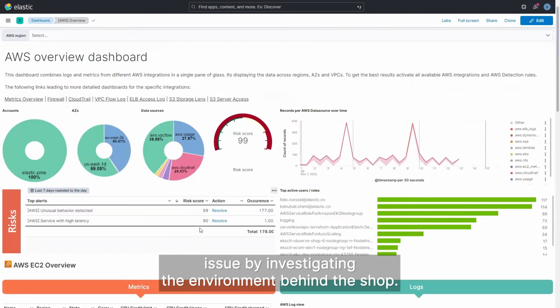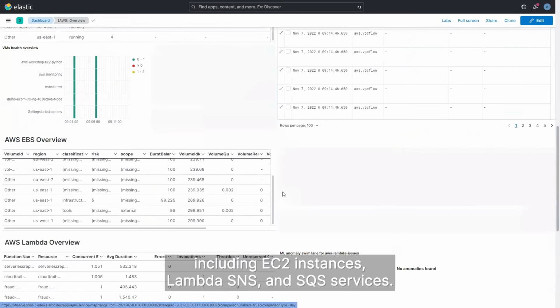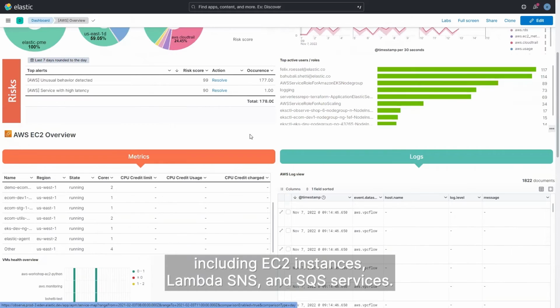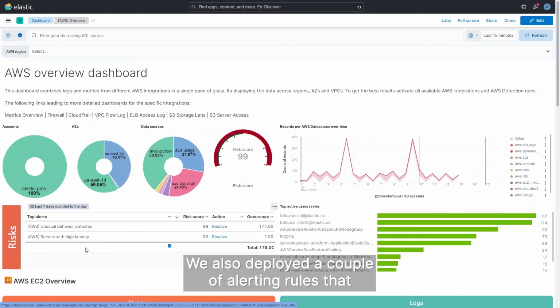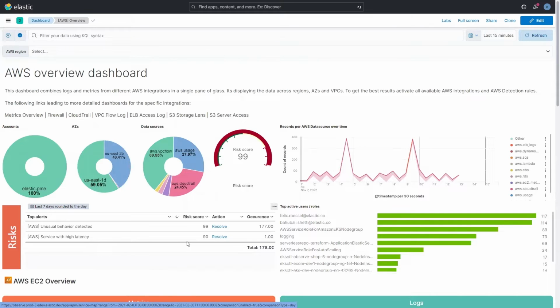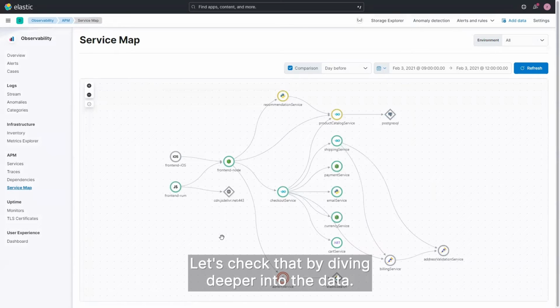But let's see if we can find the root cause of this performance issue by investigating the environment behind the shop. We observe the complete AWS infrastructure of the shop, including EC2 instances, Lambda, SNS, and SQS services. Even the costs are tracked. We also deployed a couple of alerting rules that check for uncommon and faulty behavior. As you can see, there is a rule that was triggered because of high latency in one of our services. Let's check that by diving deeper into the data.